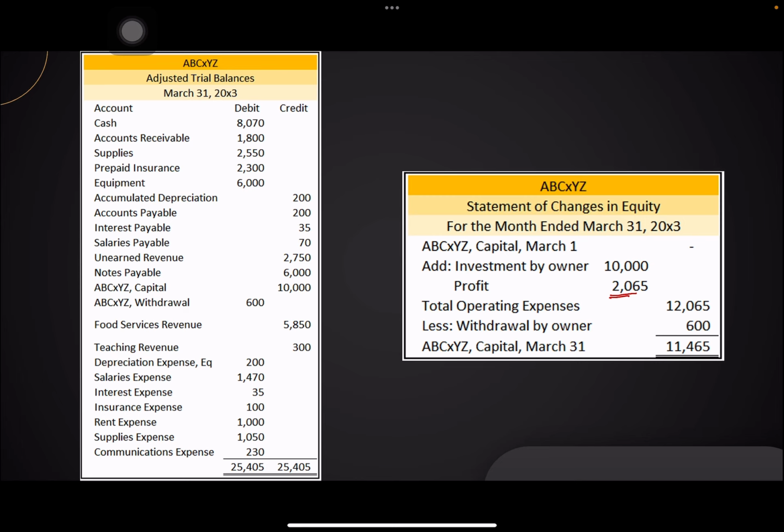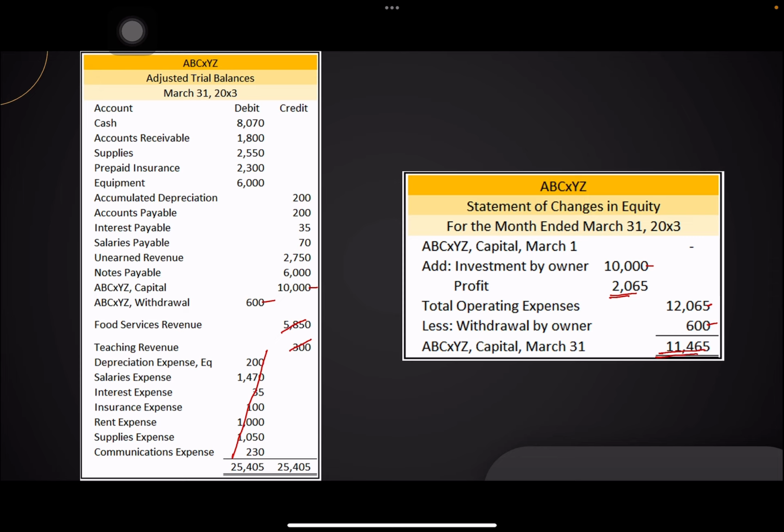What we need to do next, okay? In the adjusted trial balance, let's cross this out because we've already documented this in our income statement. All right? What we need to do is get the equity components in our trial balance. And that would be your investments made, $10,000, yes. And we had a withdrawal amounting to $600 as well. Okay? So again, get your capital as of the end of the month, and you would be getting 11,465.